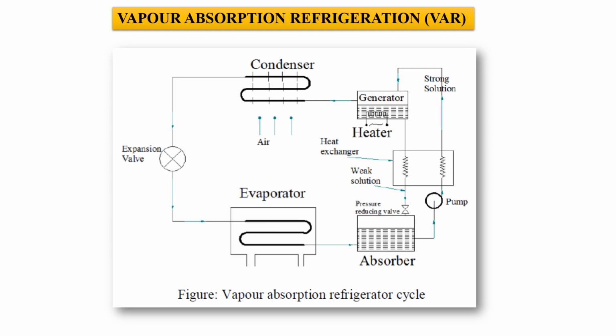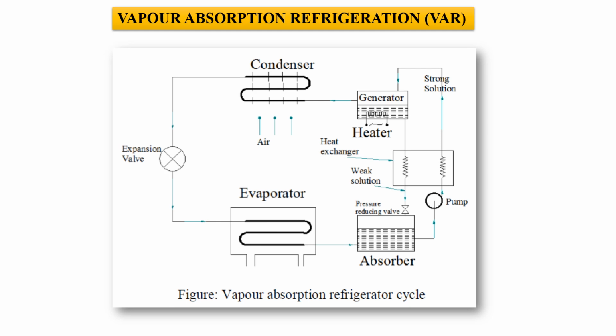What happens in the generator? In the generator, the mixture is heated by an external source, so there is a separation of vapor and liquid. The liquid, or weak solution, goes back to the absorber through the heat exchanger and the pressure reducing valve. There is a heat exchange between the strong solution and the weak solution in the heat exchanger, so the weak solution temperature is reduced a little, and then it passes through a pressure reducing valve.